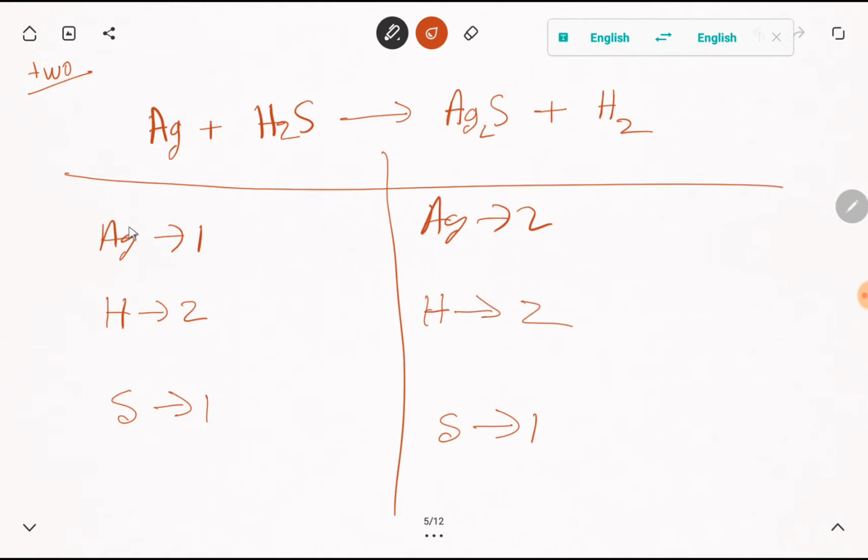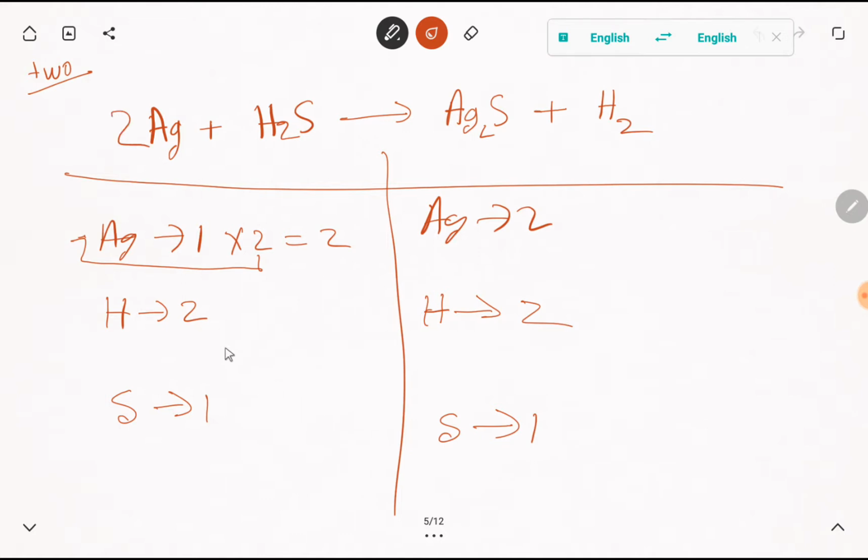Okay, to balance this reaction means we have to balance the number of silver, hydrogen and sulfur from both sides. So let me first balance the silver. Here 2, but here 1. So I can multiply here by 2, that gives me 2. These 2 must come before this silver, that is here.